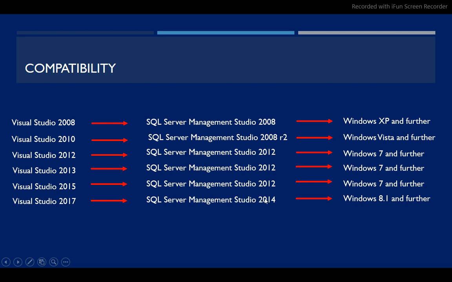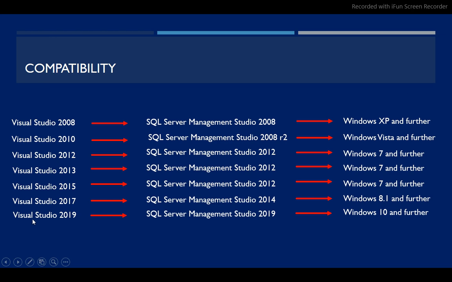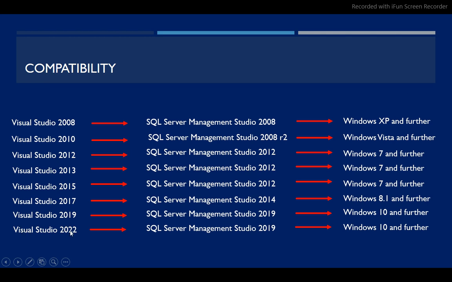17 is compatible with 2014 and it's not used in Windows 7 but only in Windows 8.1 and further. Visual Studio 2019 can be used with SQL Server 19 and this can be used in Windows 10 and further. Further means Windows 10 and Windows 11. Now Visual Studio 2022 is compatible with SQL Server 2019 and this is compatible with Windows 10 as well as Windows 11. I'm going to install Visual Studio 2019 and SQL Server 2019.